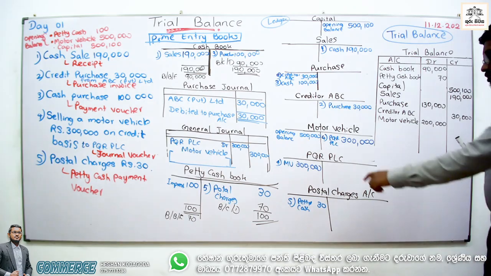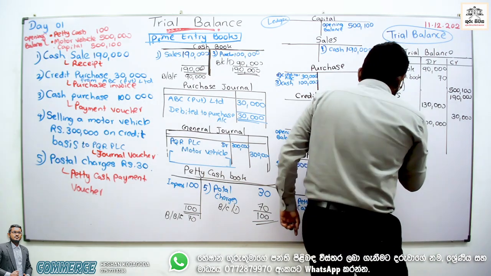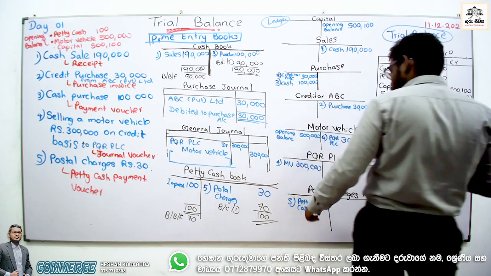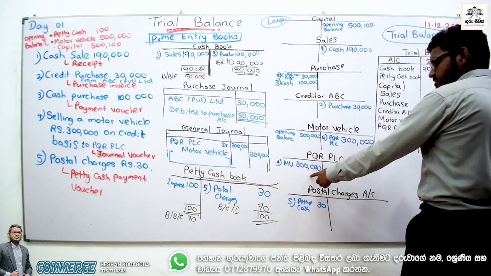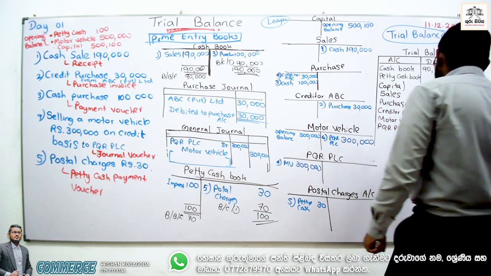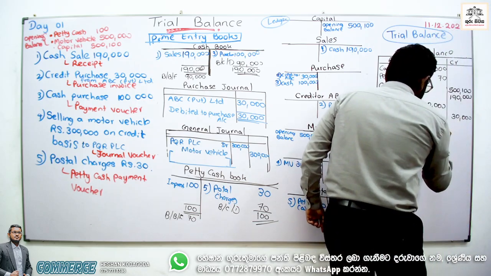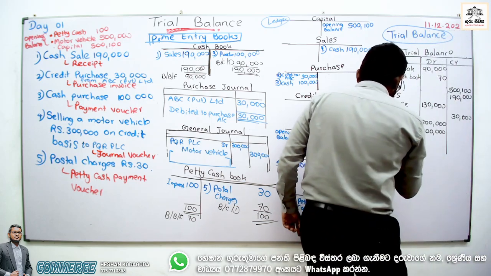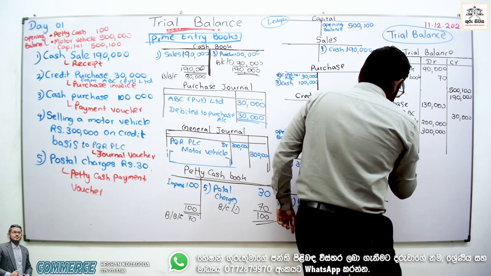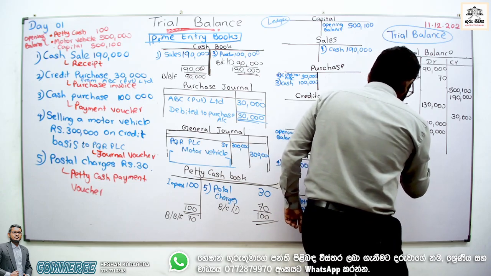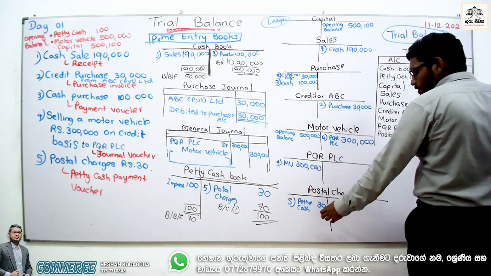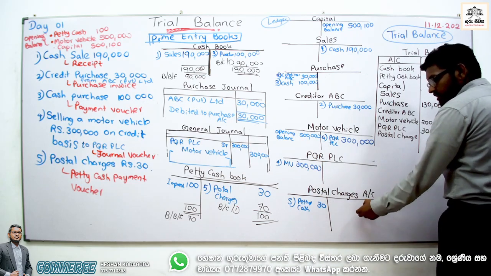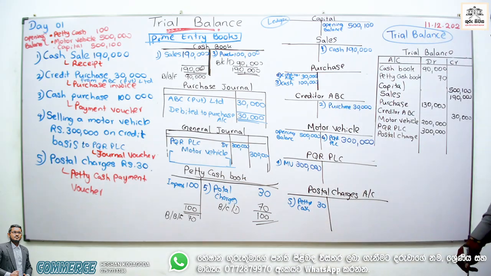So PQR PLC. It's rupees 300,000 debit side. It's rupees 300,000. The final one, postal charges. When you balance this, you can take the value only in debit side 30. Credit side 0. When we balance it, BBF in debit side how much? 30.